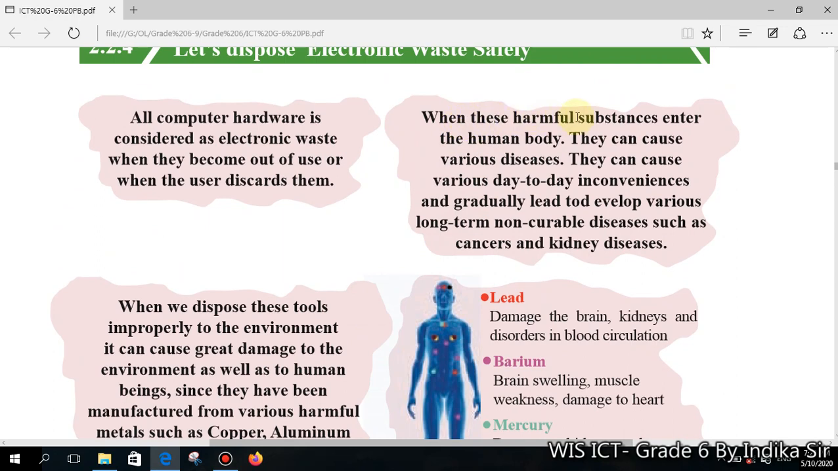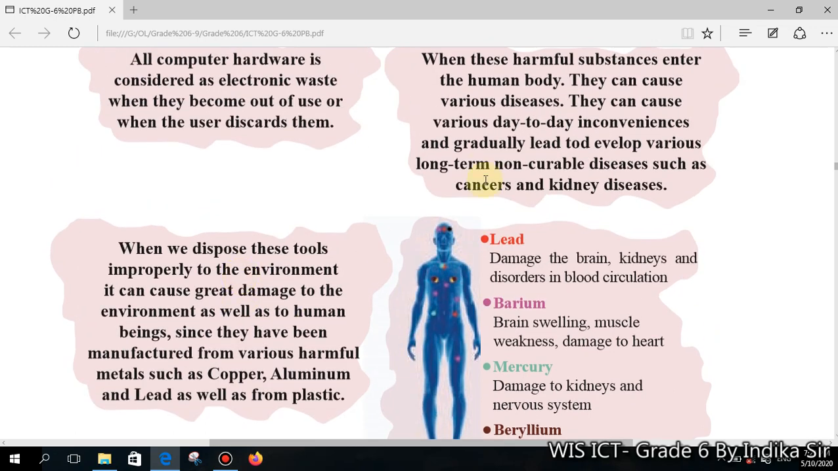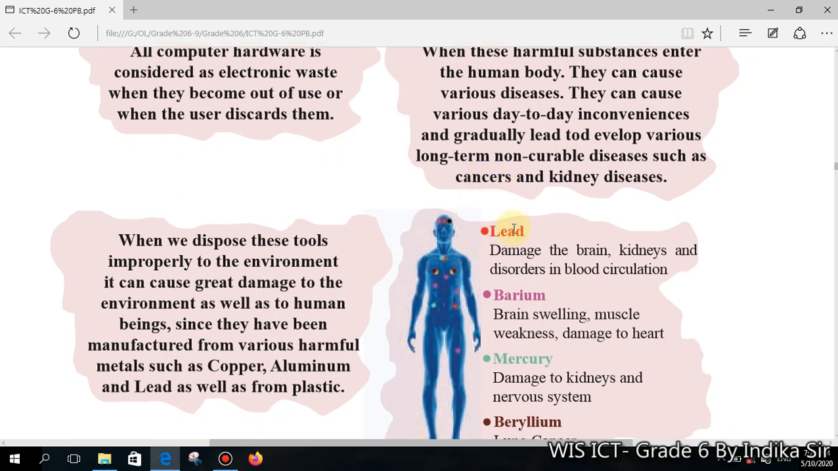When these harmful substances enter the human body, they can cause various diseases. They can cause various day-to-day inconveniences and gradually lead to long-term non-curable diseases such as cancers and kidney diseases. Now you know these harmful chemicals enter our human body. Non-curable diseases like cancer can occur. So you all know what will happen if cancer comes.